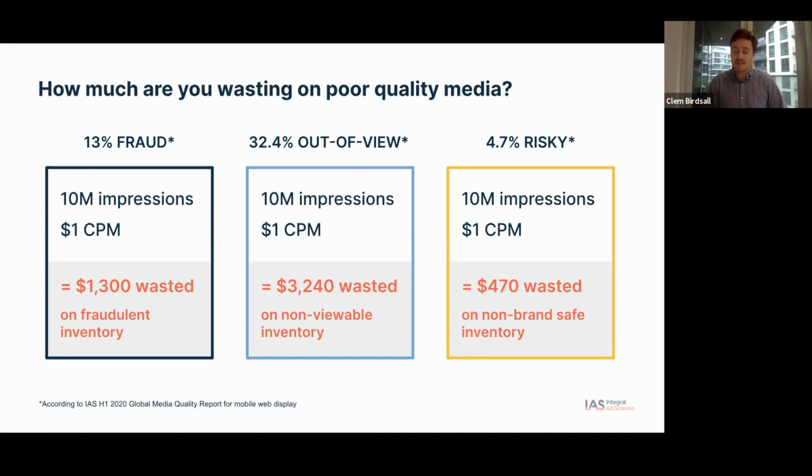Similar again to brand safety, in the same sort of scenario, 10 million impressions at a $1 CPM, $470 of that media spend has been wasted. It's media that you prefer not to have spent your money on.